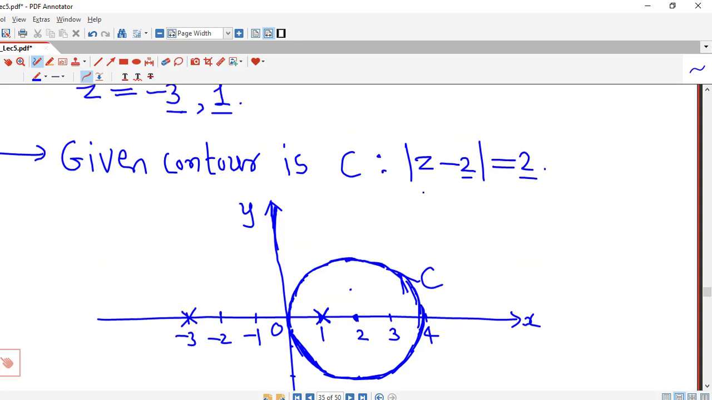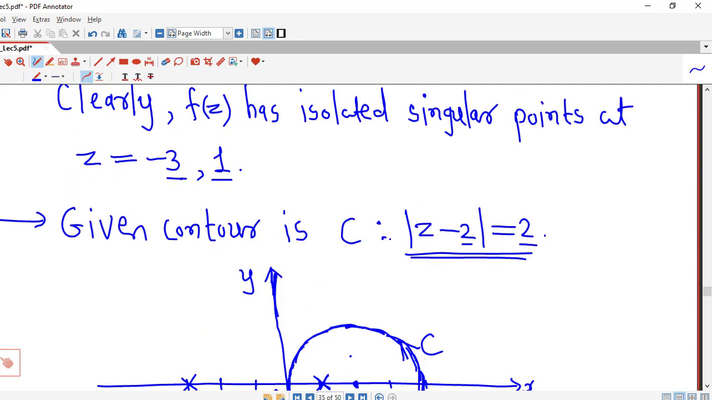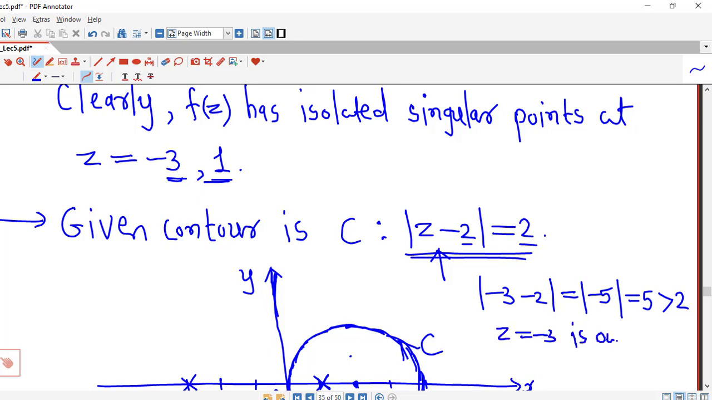Now this is for understanding. I have sketched this circle. You don't have to sketch the circle or given contour every time. You can directly check from this also. If you want to check whether z equal to minus 3 and 1 are inside or outside C, you can simply put z equal to minus 3 here. If I put z equal to minus 3 in this modulus z minus 2, I will have minus 5, which is 5, and it is greater than 2. That means z equal to minus 3 is outside this circle.